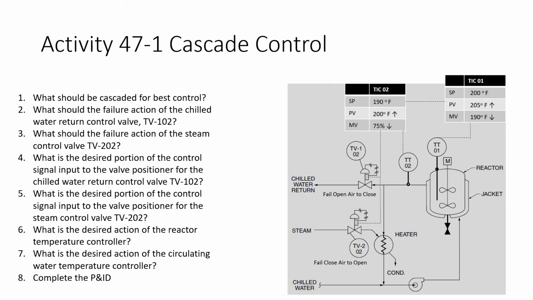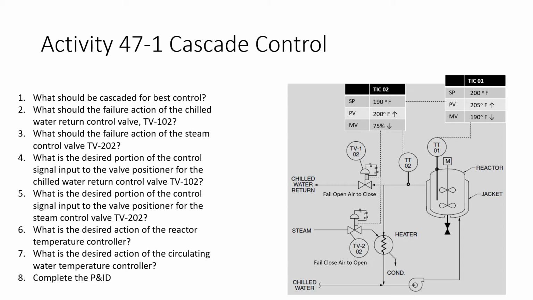Is it different for the chilled water return or for the steam? And the answer is no, because the actions of each of these are different. And so this is going to be air to open, which means if we're putting a less control signal, we're putting less air into the valve. Less air into the valve means it's not going to be open as much, so it's going to be closing more. And if we're putting less signal into this, it's not going to be closing as much. It's air to close. So if we put less signal into it, it's going to be opening more.